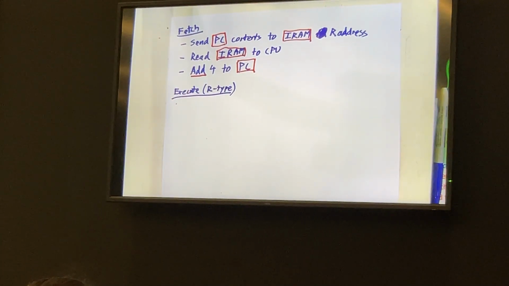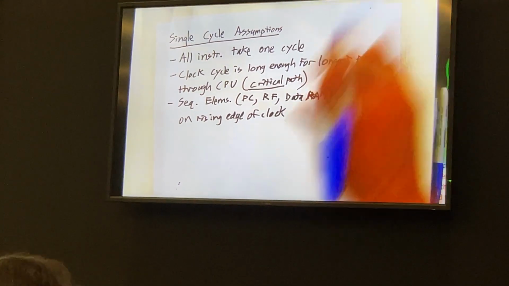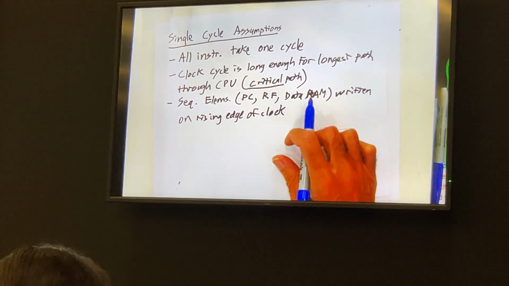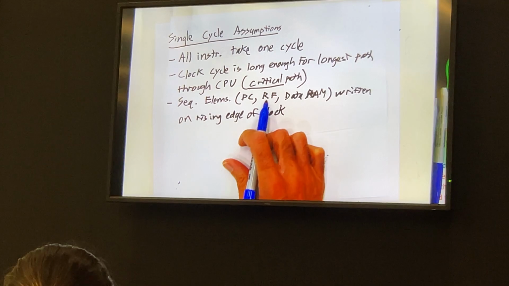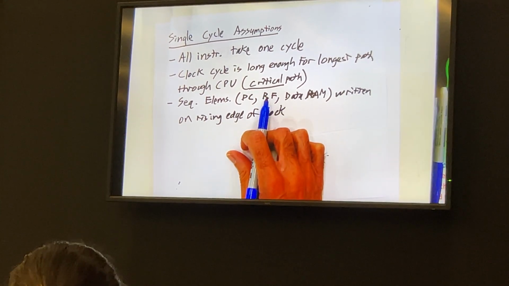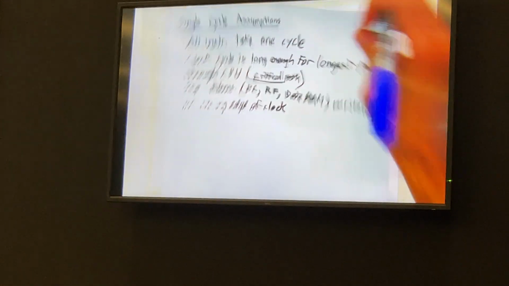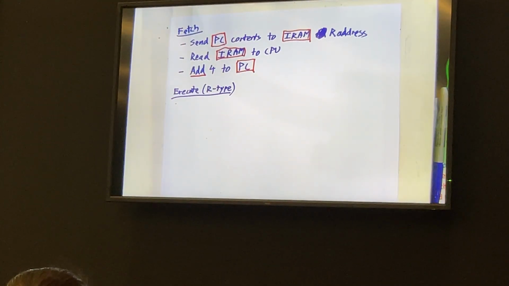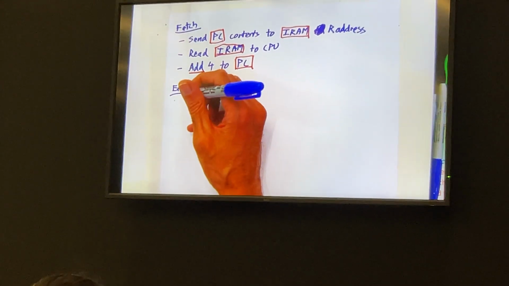Okay, where are registers going to be stored? I already told you that the sequential elements on the single cycle MIPS are going to be the program counter, the instruction RAM, the register file, and the data RAM. The register file contains the registers, the 32 general purpose registers. Okay, so now we can do this.